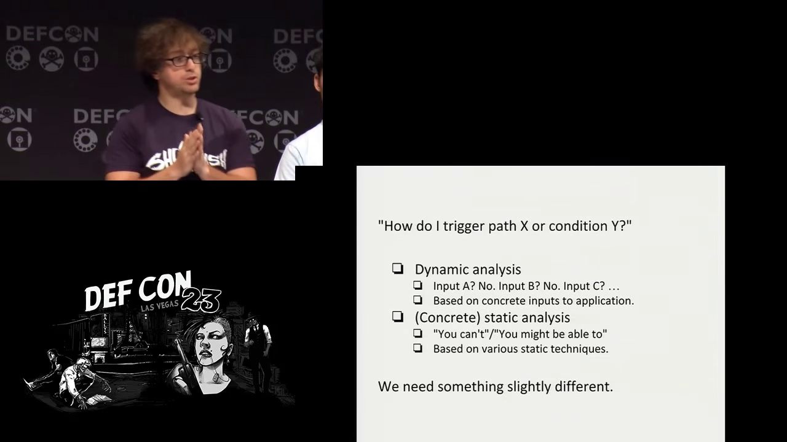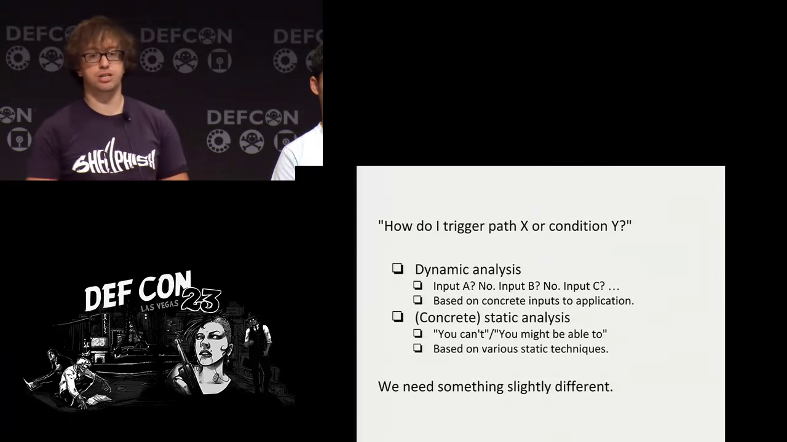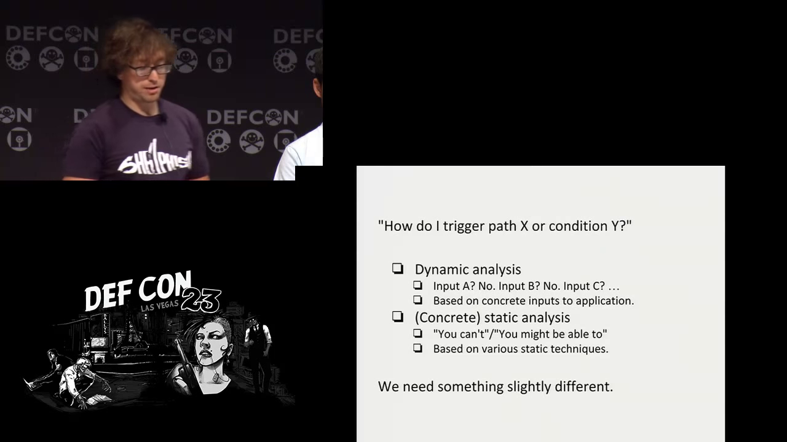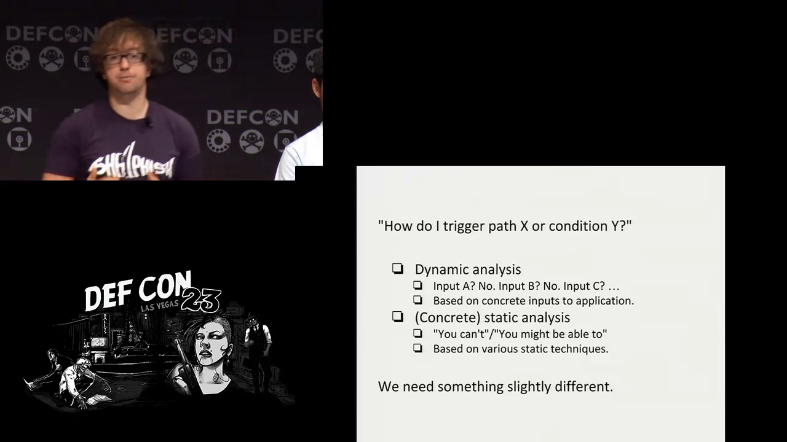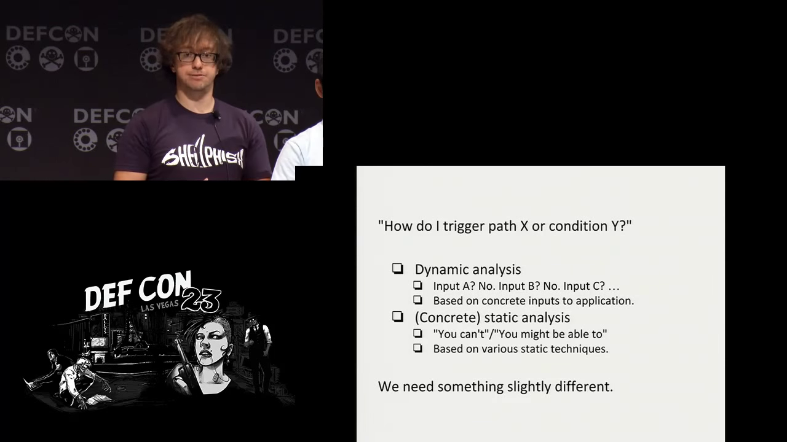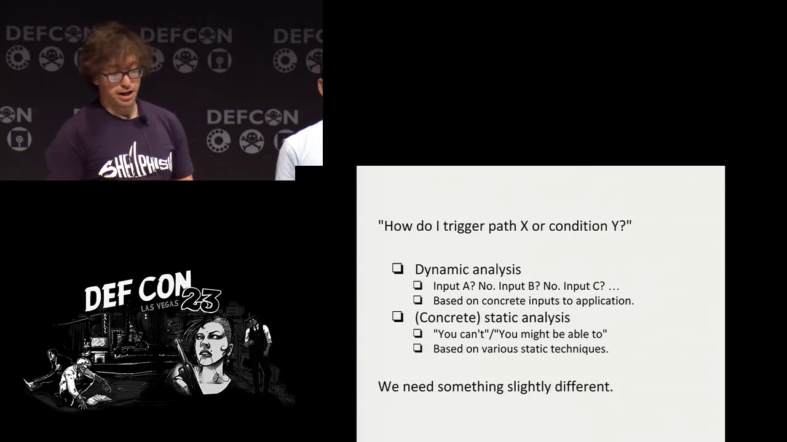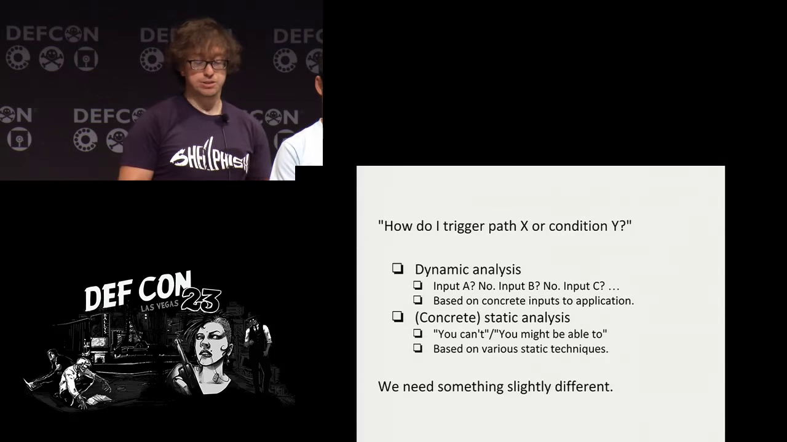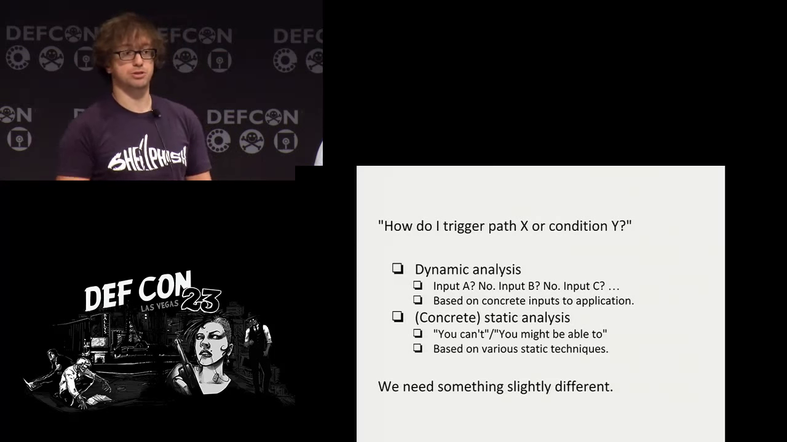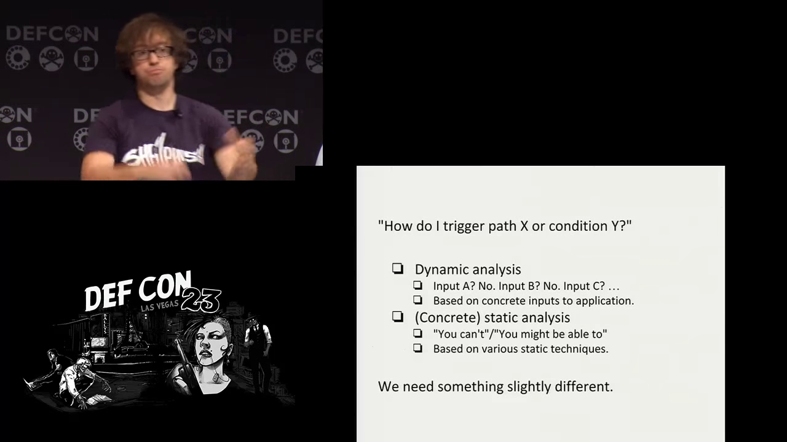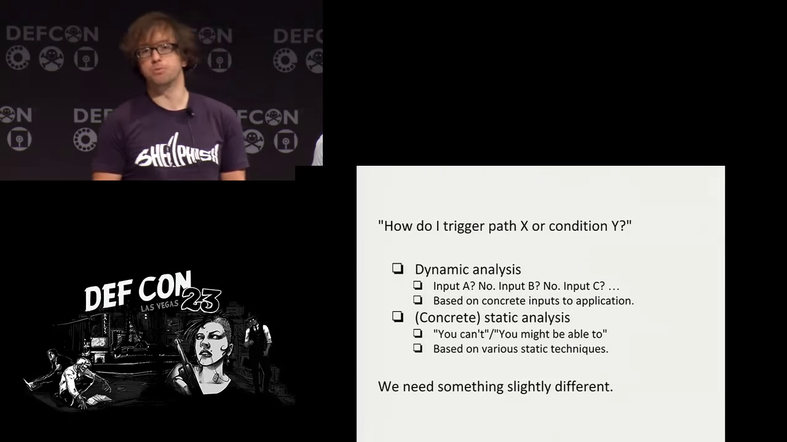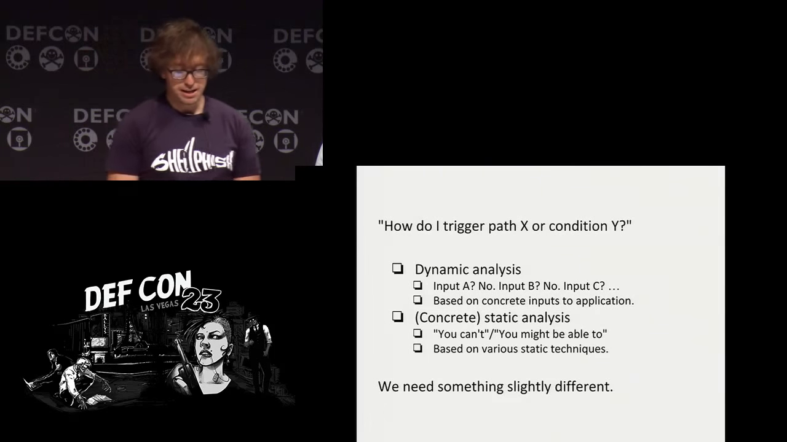Symbolic execution aims to answer the question of how do I trigger a certain path or a certain condition? You might imagine a binary that does something when you give it a certain input, like a crackme CTF challenge, which we'll look at later. How would you interact with that? You could just give it inputs. You say, here's a guess. Is it good? And it'll tell you no, because most likely you're not going to guess the flag.